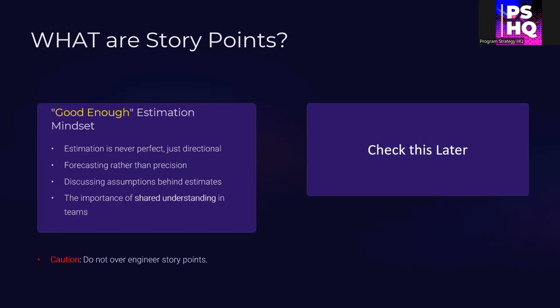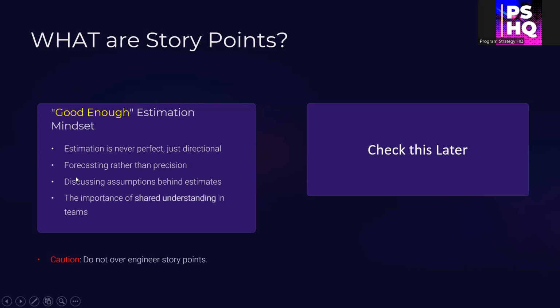When we are estimating in story points, we need to have a good enough estimation mindset. And estimation, as the name itself says, is just an estimate and it is never perfect. It is just a directional forecast which we will get by estimating, rather than precision. It will help us only to plan and to know how much work we need to deliver by what time and at what milestones. To do that planning, estimation will help. It is not written in stone, like a contract. It keeps changing.